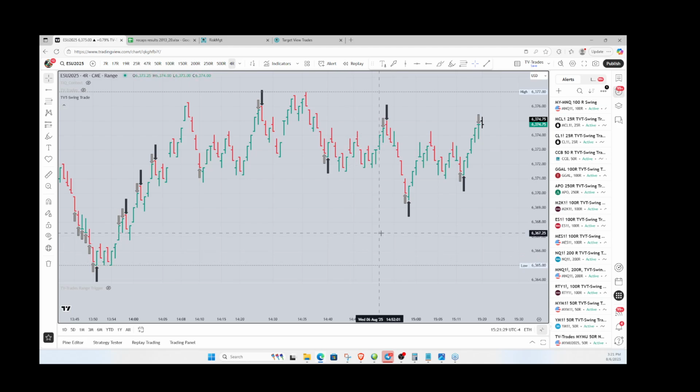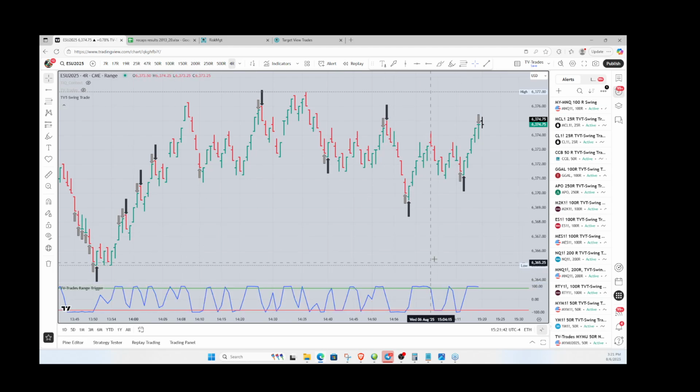Turning on the range trigger with this 4 ES, does it help you any? The range trigger. No. Well, yes and no. It's not going to help you see anything, because it's more than just a range trigger. It's part of it. It might help you time it a little bit better when you get the gray arrows, because the range trigger coming out of the overbought or out of the oversold is part of it, but it's not all of it.